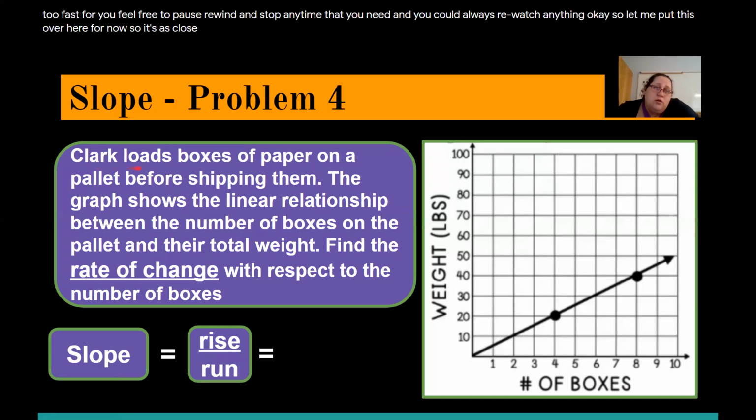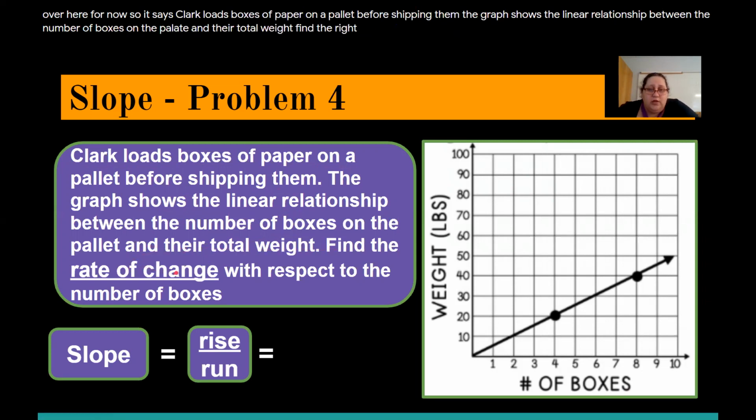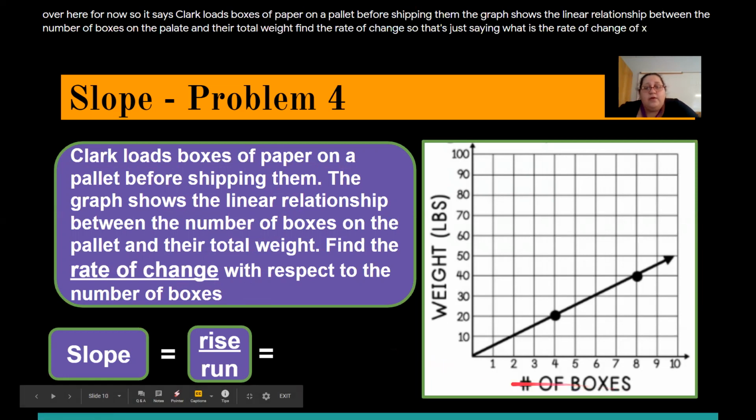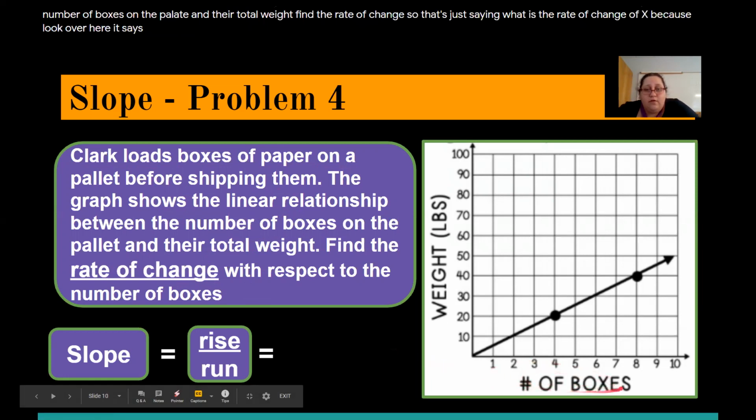So it says Clark loads boxes of paper on a pallet before shipping them. The graph shows the linear relationship between the number of boxes on the pallet and their total weight. Find the rate of change with respect to the number of boxes. So that's just saying, what is the rate of change of x? Because look, over here it says number of boxes is x.